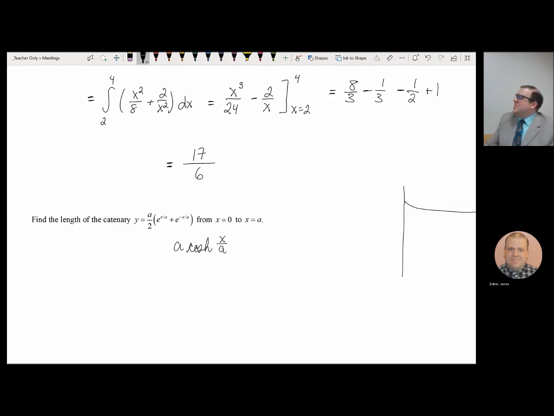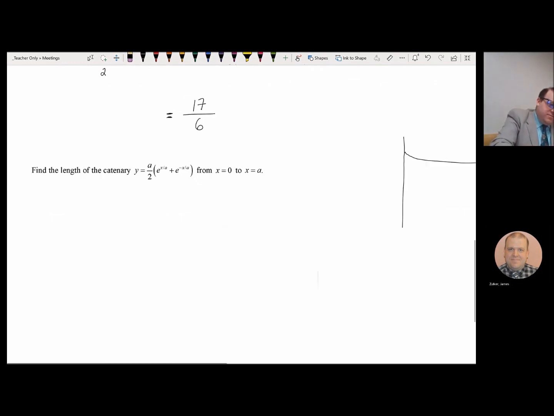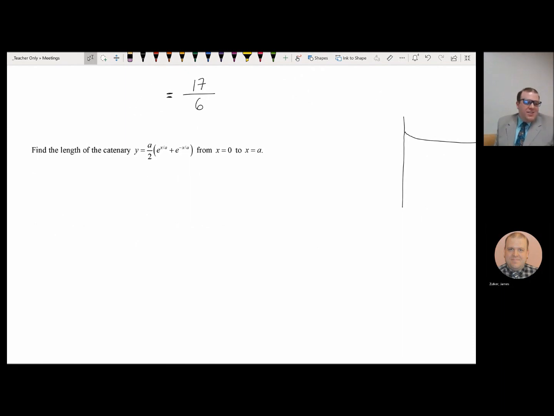So we're going to use the actual definition of the hyperbolic cosine. Hyperbolic cosine of x is equal to e to the x plus e to the negative x all over 2. All right, so we're going to go ahead and calculate the length from 0 to a.